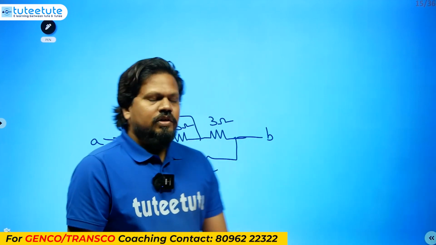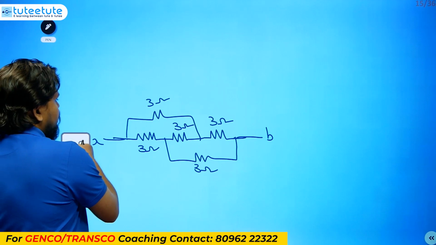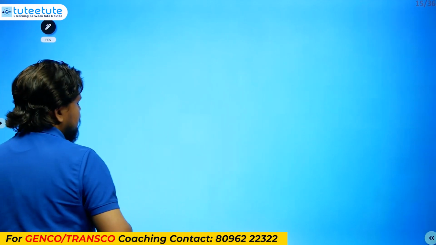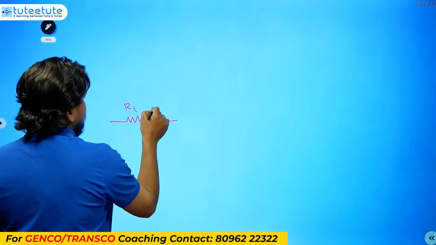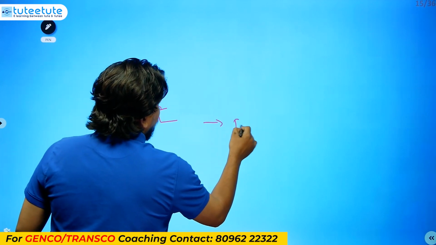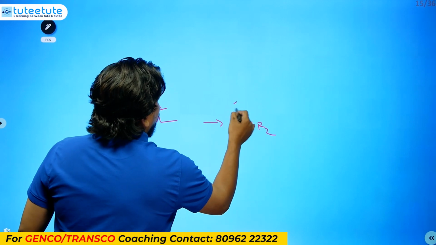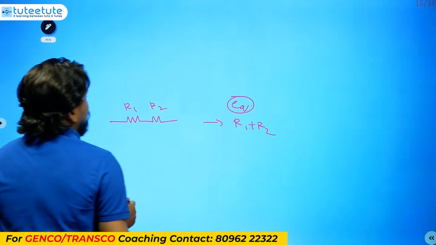Here you may get confused about some things, like series connection and parallel connection. When two resistances are connected in series, R1 plus R2 gives you the equivalent resistance.